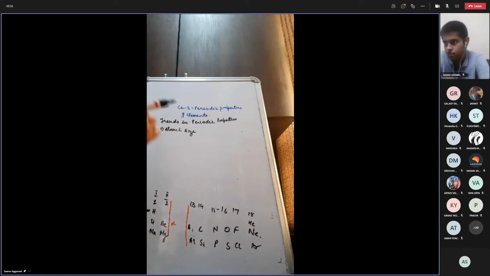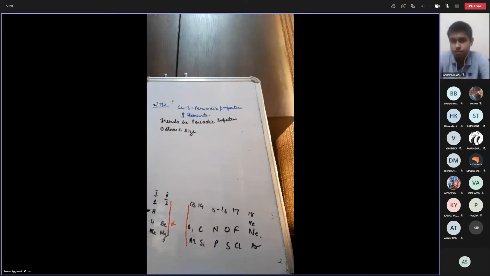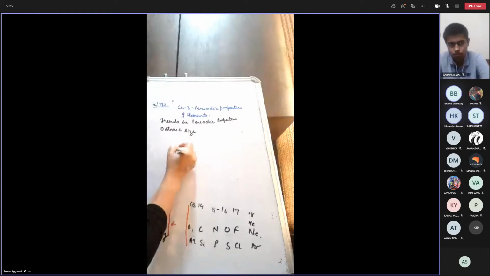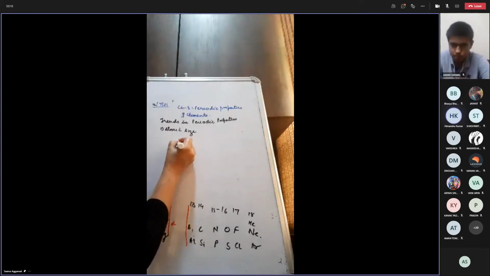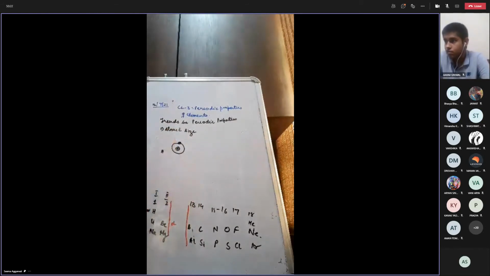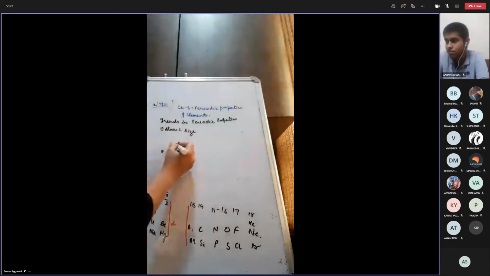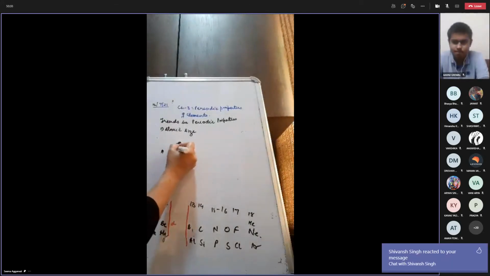Now, what is the trend of atomic size? What is the meaning of atomic size actually? Ma'am, atomic radius. Yes, what is the meaning of atomic radius? The distance of valence electron from the nucleus. Okay. Yes. Suppose I am taking hydrogen. I will say this is the atomic radii from the nucleus. I will say this is my atomic radii.